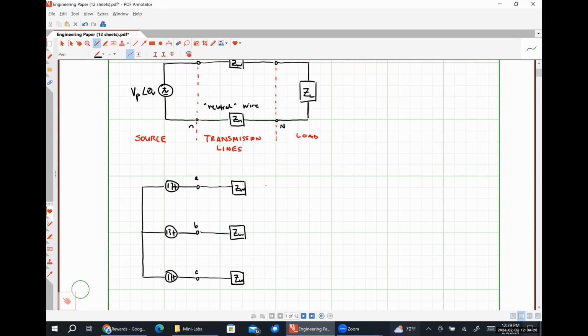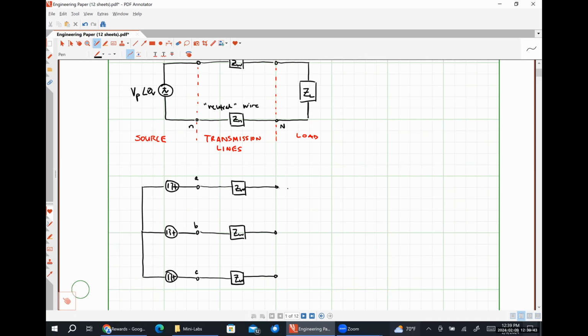Realistically, there's nothing that's forcing all three of these impedances to have the same value. That being said, without them all being the same value, we have what's called an unbalanced system, which is significantly harder to analyze and understand. So for the intents and purposes of this class, we're going to be dealing with just balanced systems.